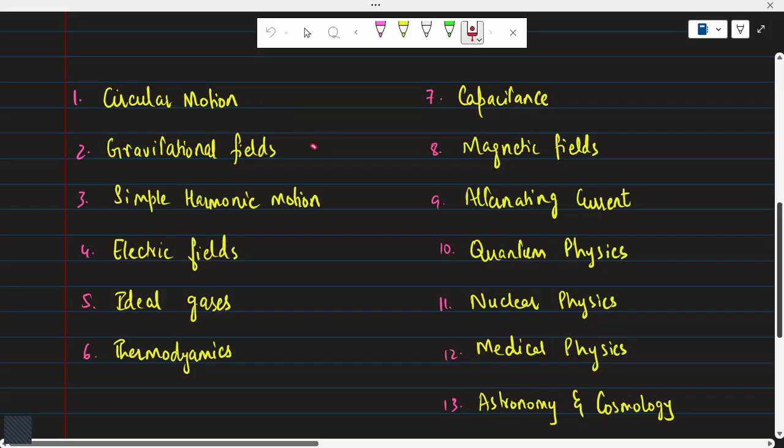Similarly, you will move further with simple harmonic motion, and if you cover the initial chapters well, the next chapter, whatever chapter is coming up, will feel a lot easier. We know that gravitational fields is linked with circular motion. Similarly, if we talk about electric fields, this chapter is pretty much linked with gravitational fields in such a way that the formulation of the formulas is pretty similar.